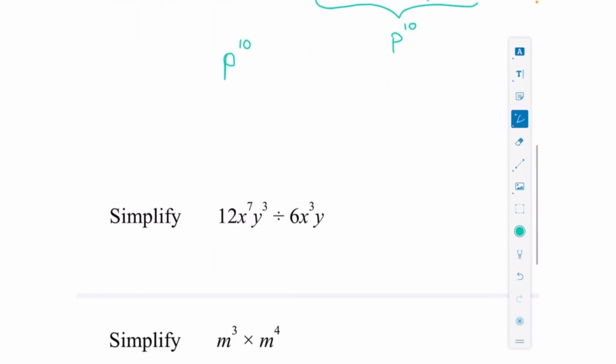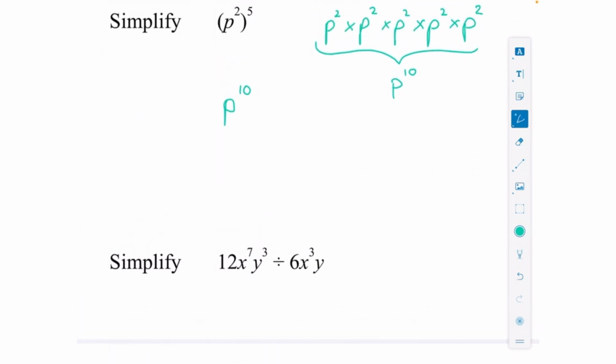For this one, 12x to the power of 7 y cubed divided by 6x cubed y. Now I would choose to write this as a fraction just so we can really see each of those terms, and we divide each bit in turn. So 12 divided by 6 we can do, that's 2. X to the power of 7 divided by x cubed, we take away the powers, so x to the power of 4.